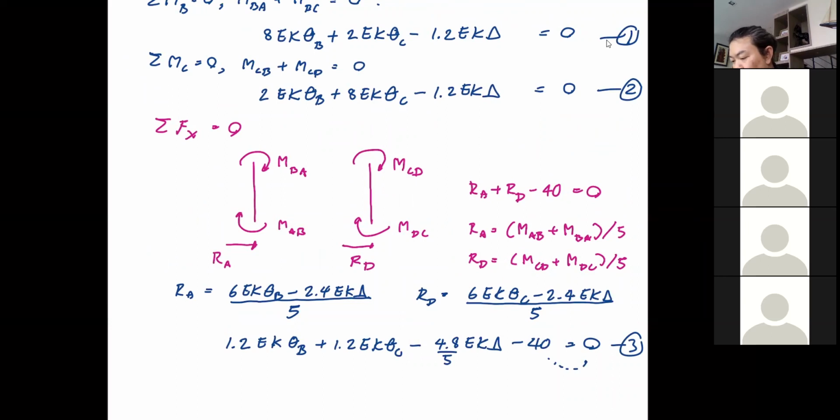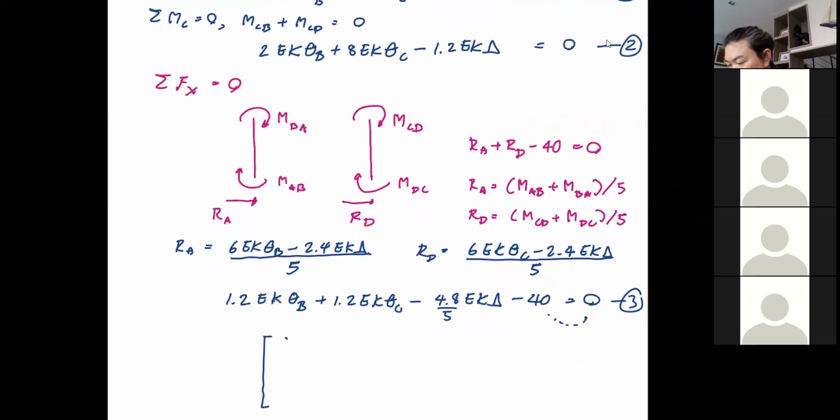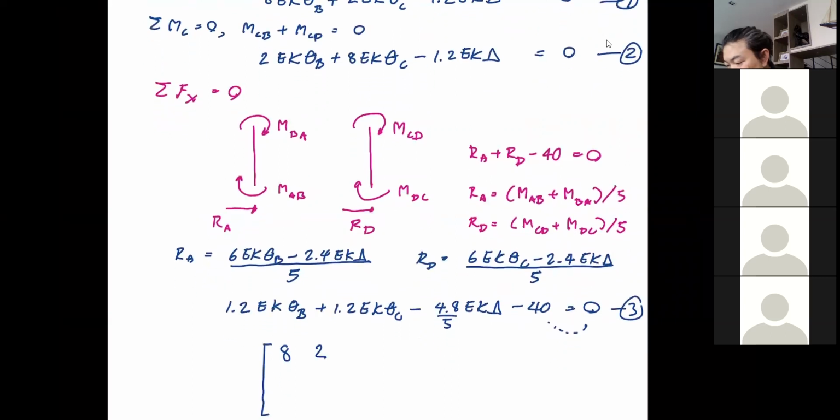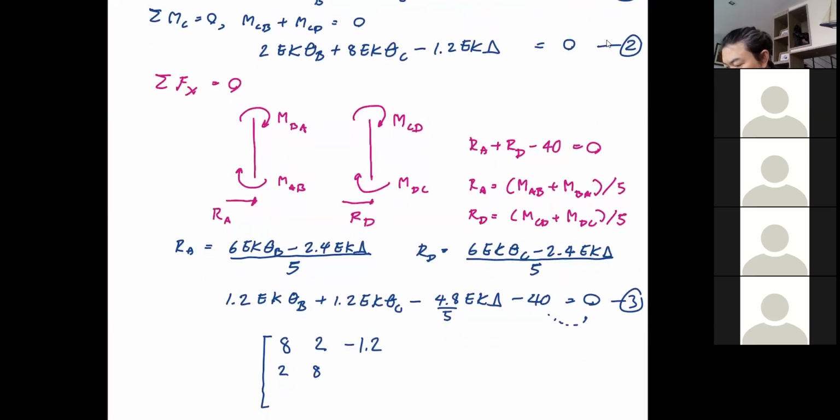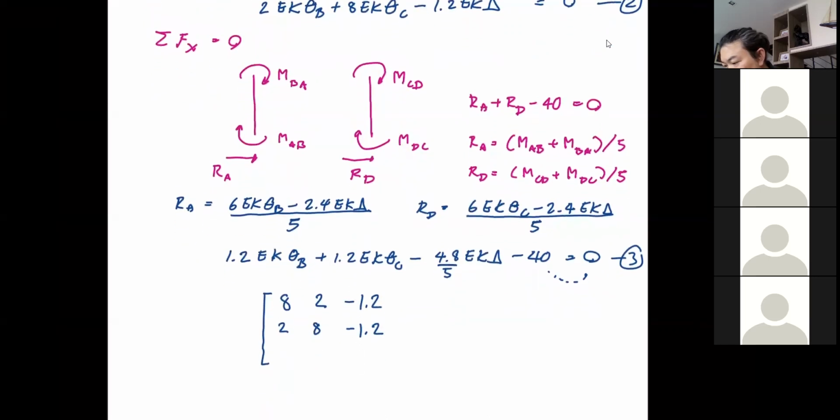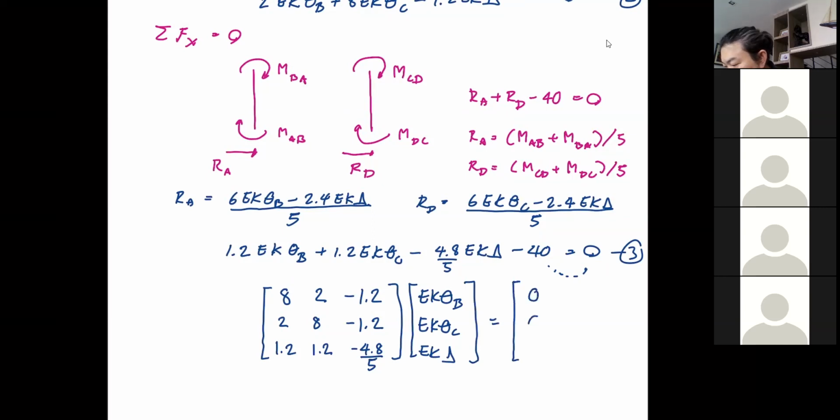if I move 40 to the opposite side, I can now write this in matrix form, just to show you how things are arranged. That's 8, 2, and minus 1.2 from the first equation. The second one is 2, 8, minus 1.2. The third one is 1.2, 1.2, and minus 4.8 over 5. This is EK theta B, EK theta C, and EK delta. That is going to be equal to 0, 0, and 40. Notice that.